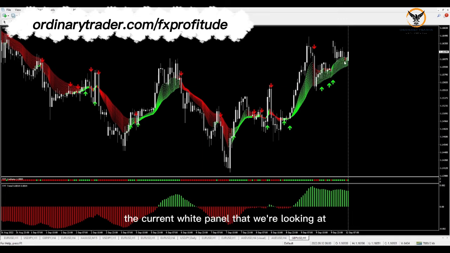The current white candle that we're looking at could potentially give us a signal to go long if it closes above the array, kind of where it's at right now. Under the chart, we have the validator dot turning from red to green, and we have the trend indicator green.